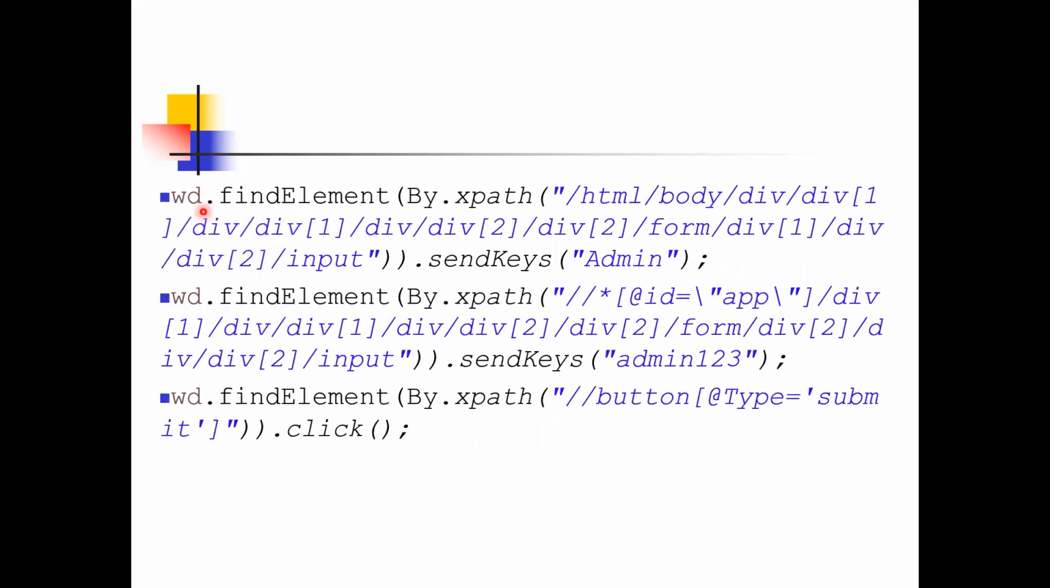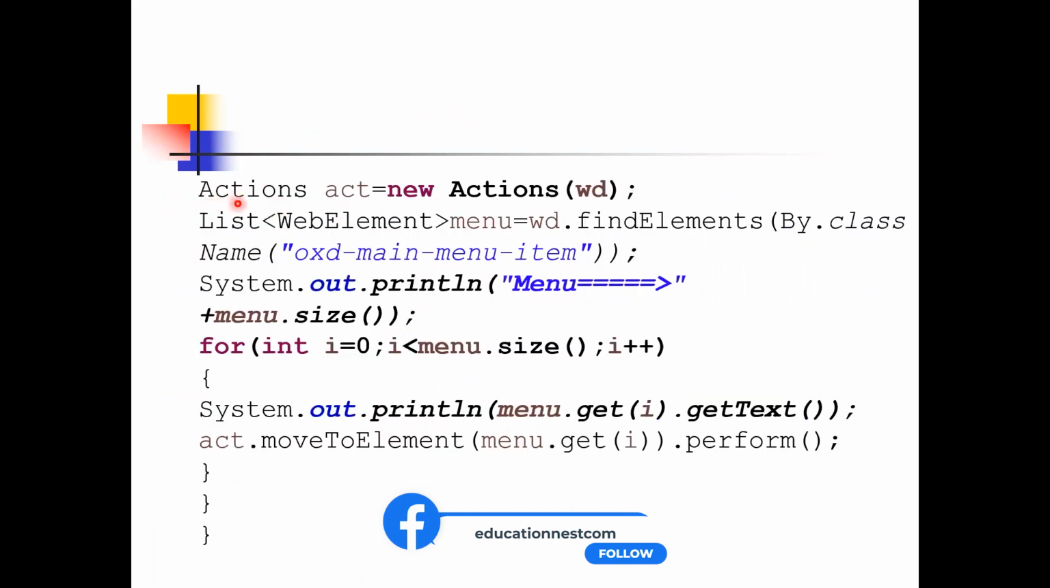This is the WebDriver, wd.findElement for the username, sendKeys, password, and click. I already explained this, otherwise I'll explain it in the program directly. Now, the Actions command is for mouse click. Now act equals new Actions, and we have to apply this. Now we want the whole menu as a WebElement list, so menu equals wd.findElements by class name, which we will see with inspect.